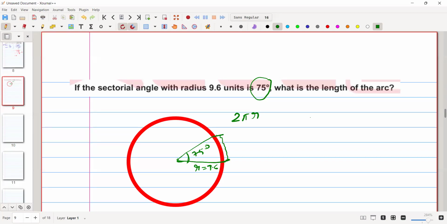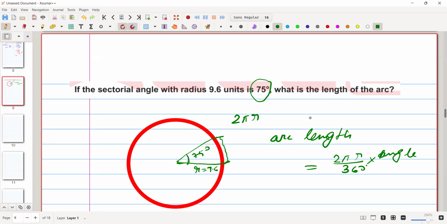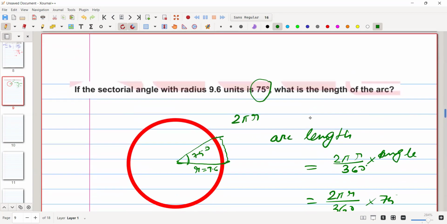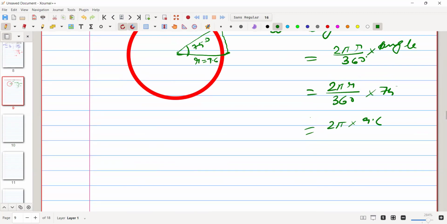Okay, so can you find this? So arc length is equals to 2 pi r by 360 into theta, into angle. Okay, and what is the angle given? The angle given here is 75 degree, and the value of r is also given, how much? That is 9.6 unit.